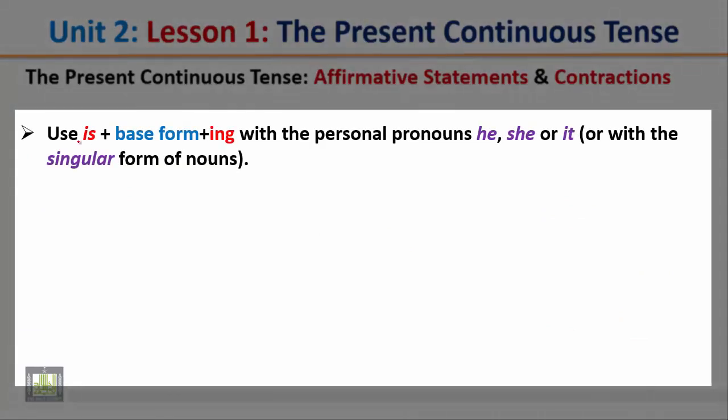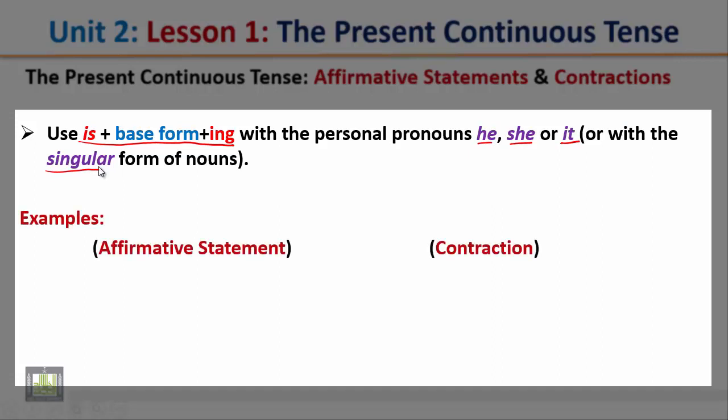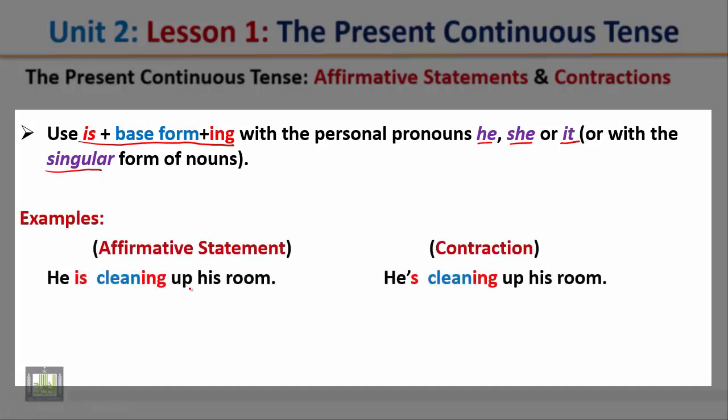Use is plus base form plus ing with the personal pronouns he, she, it, or with the singular form of nouns. Examples, he is cleaning up his room. Notice after he, we use is plus base form plus ing. So this is the present continuous tense. The contracted form, he's cleaning up his room.